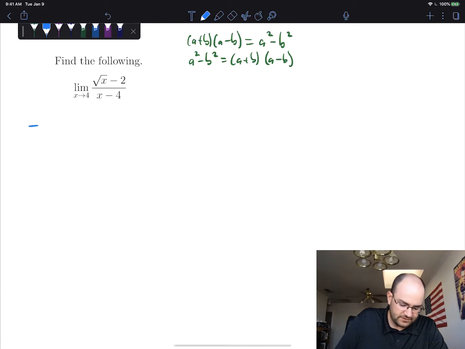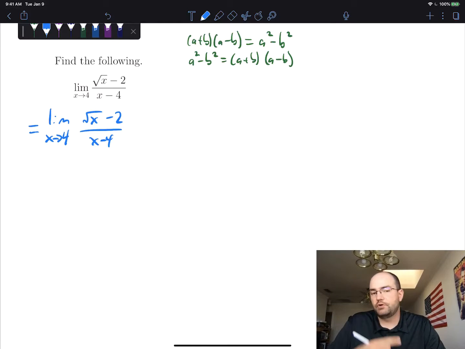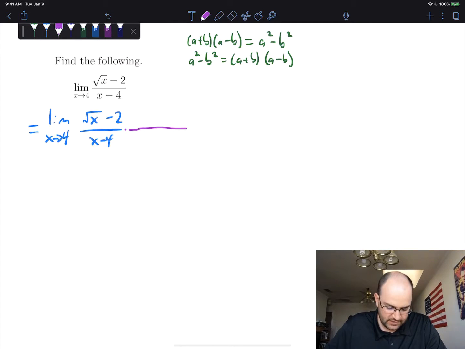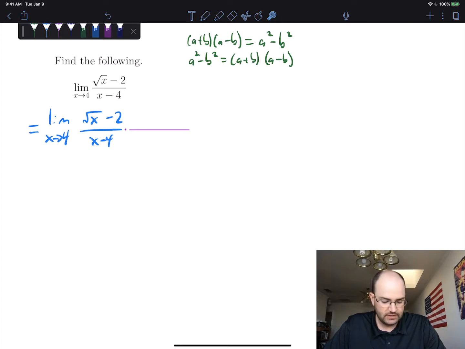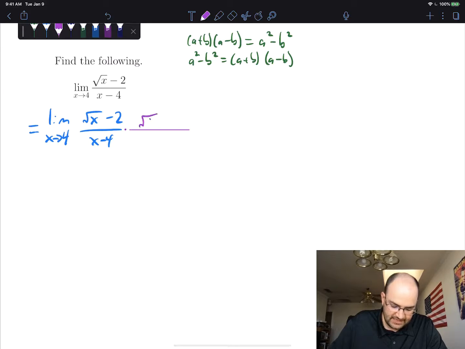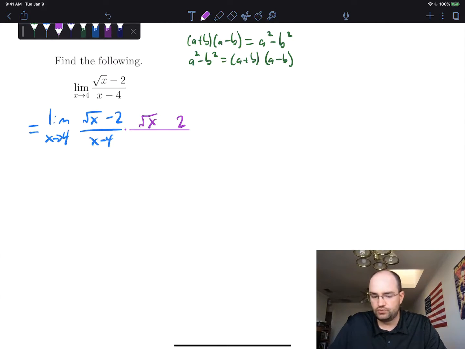To do that, we're first going to say this. The limit as x approaches 4 of the square root of x minus 2 all over x minus 4 is what this is, but we want to multiply both the numerator and denominator by something. So I'm going to go ahead and multiply the numerator and denominator by the conjugate of the one that has the square root in it. Now the conjugate of this is going to be the same things, square root of x and 2, but with a plus sign. But if I multiply the numerator by that, I have to multiply the denominator by that as well.